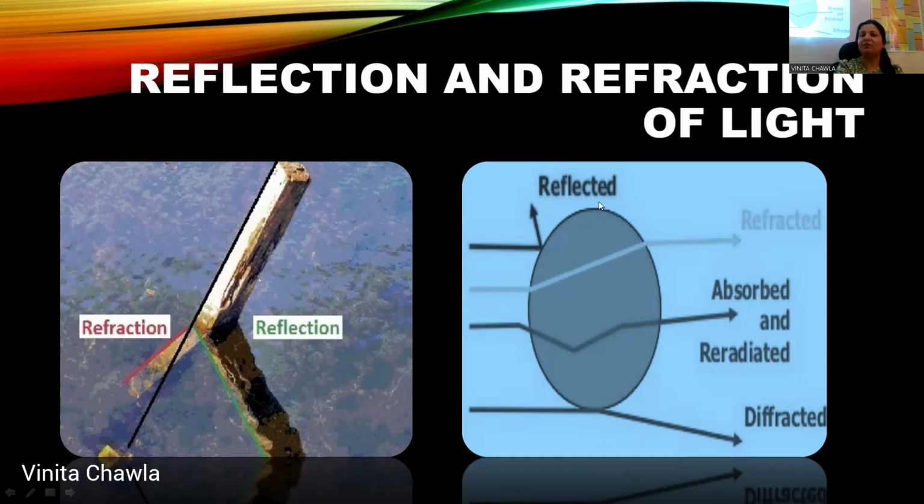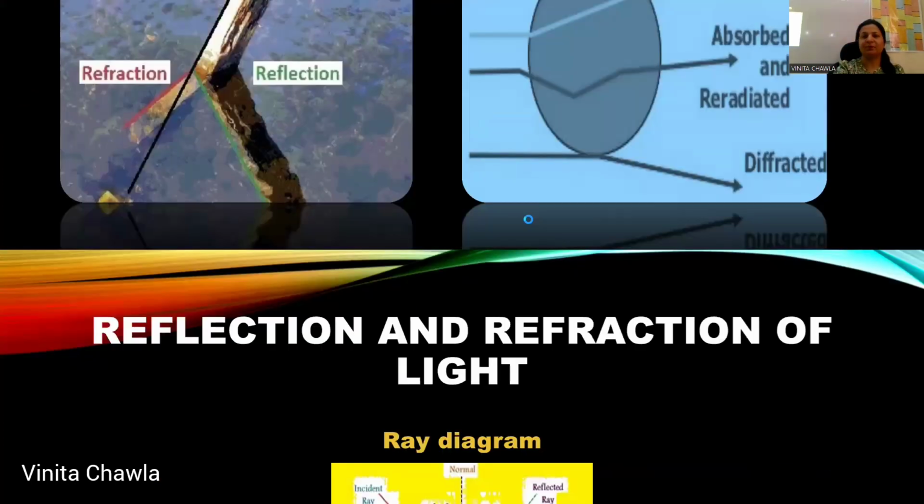And in case of reflection, we see the bouncing. Bouncing of light, we do not see the light passing through the object. The light just bounces off when it strikes the object. So this is the difference between reflection and refraction. This is the basic difference.